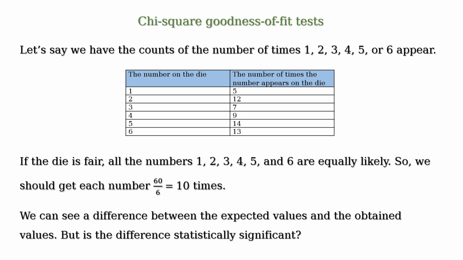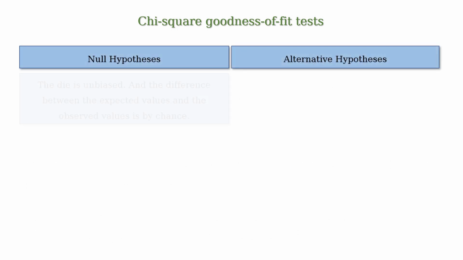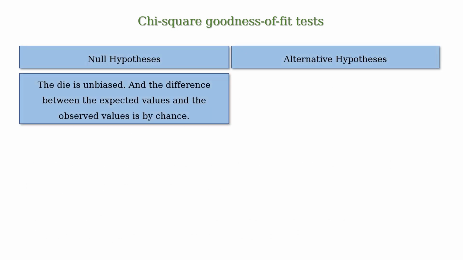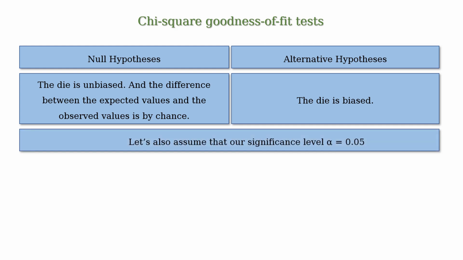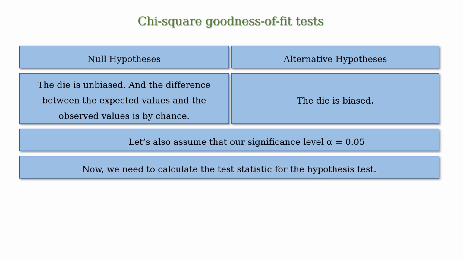So, our null hypothesis is that the die is unbiased and the difference between the expected values and the observed values is by chance. And the alternative hypothesis is that the die is biased. Let's also assume that the level of significance is 0.05 in our case. So, let's try to test our hypothesis.